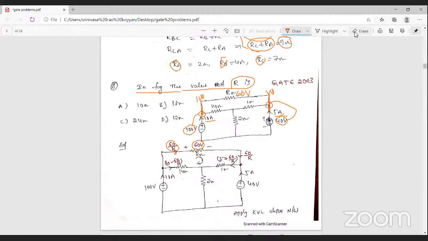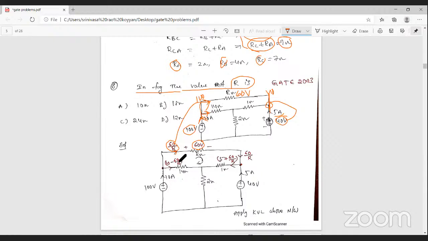From this network, you can observe that the total current given is 10 amperes, but in this path the current is 60 by R. Then what is the amount of current passing through the other path? That is the total current minus 60 by R. So if the total current is 10 amperes, this 10 amperes is split into two parts: some of the current passes this way, and some passes through the 14 ohm resistance. In this path, the current you can calculate is 60 by R.